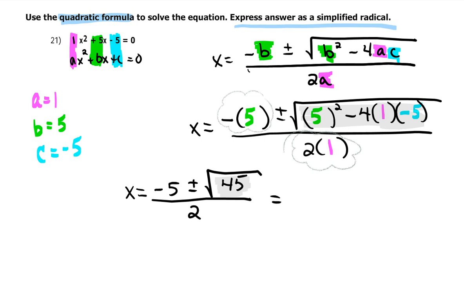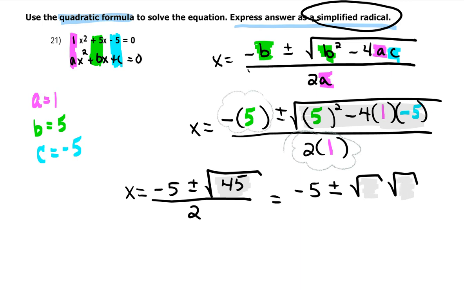Okay. And now I need to make a simplified radical, so I'm going to break down my square root of 45 to be 2 numbers. I need a number here and a number here that multiplies to give me 45, but one of those numbers needs to be a perfect square. So I'm going with 9 times 5. 9 times 5 is 45, and 9 is a perfect square.